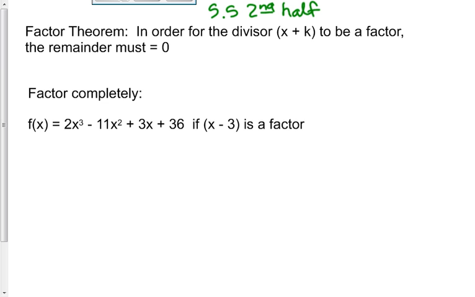Half of your section 5.5, we just need to go through 2 slides, and this is actually talking about what's called the factor theorem. In order for your divisor, x plus k, to be a factor, the remainder has to be 0 when we do our synthetic division. So again, if we do a long division or a synthetic division, if we end up with our remainder piece being 0, then we have actually found a factor of the original equation.